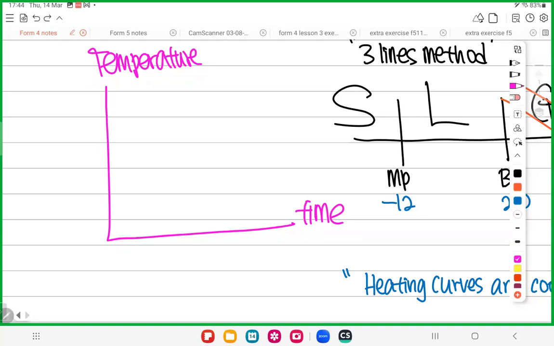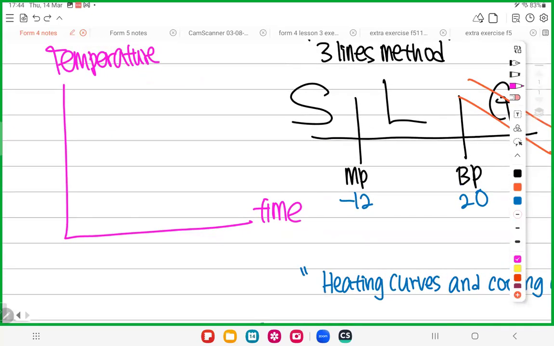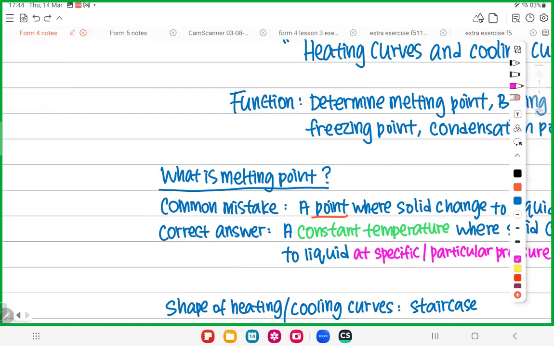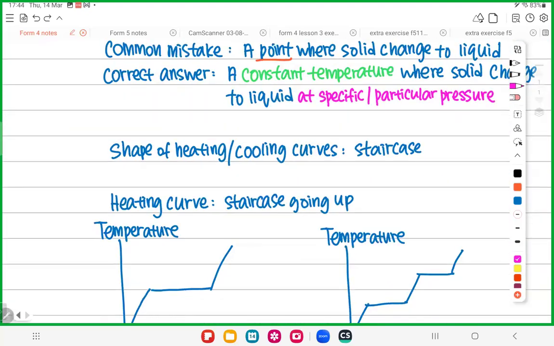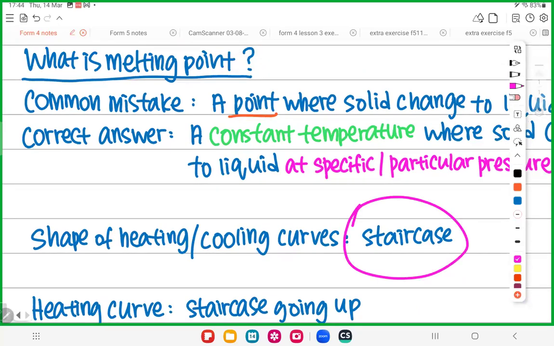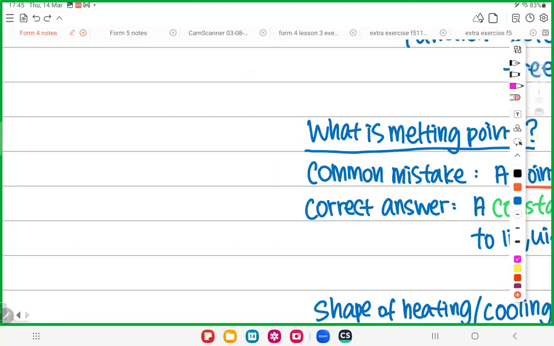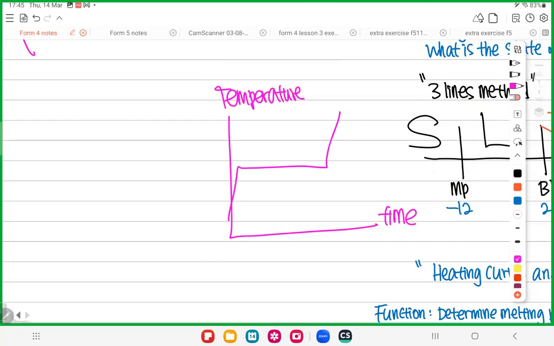I want you to know what the heating curve and cooling curve look like. The shape is a staircase. So when you see a staircase, you know it is a heating curve or cooling curve. For example, the staircase looks like this. The staircase can go up, and the staircase can also go down. Whenever you see a staircase, you know already it is a heating curve or cooling curve. Simple as that.